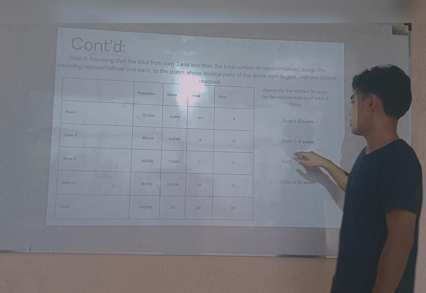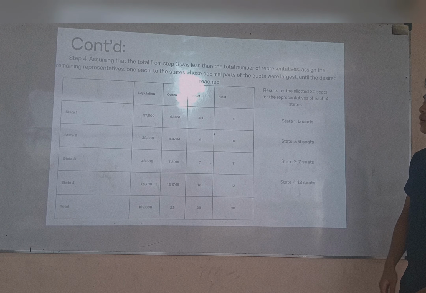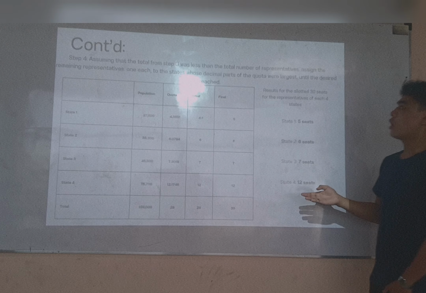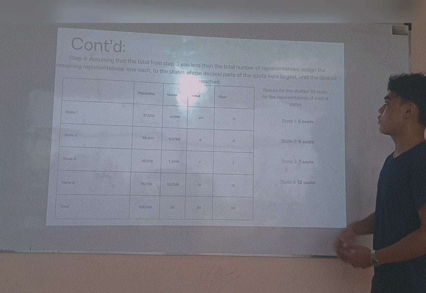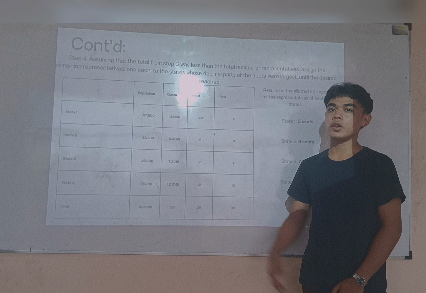State 2 will get 6. State 3 will get 7 seats, and state 4 we got 12 seats. So this is a result of 30 seats for representatives of each of the 4 states. In order to understand more, we need to delve into another example.